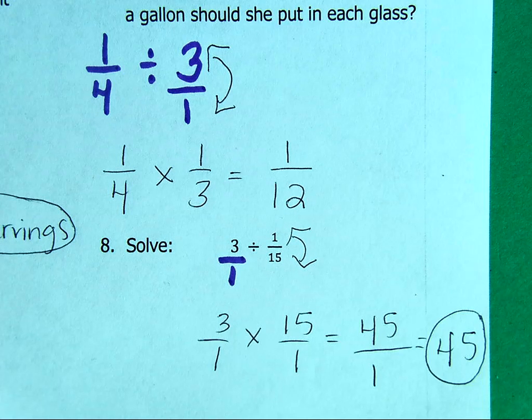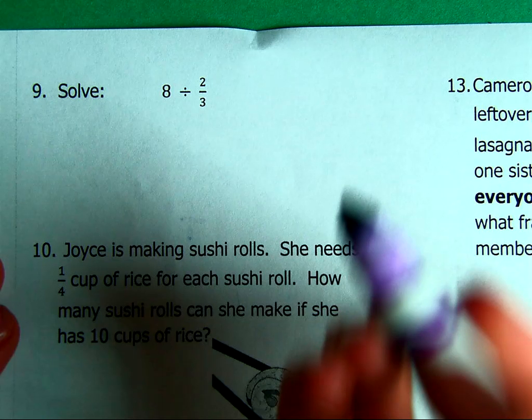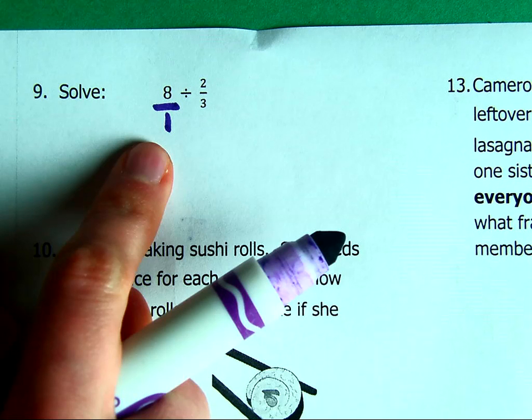Flipping over to the back, we have question number 9. I have 8 whole divided by 2/3. Once again, it's easier to multiply a fraction by a fraction, so we are going to put a line underneath the 8 and put a 1. Now we have 8 divided by 1. This does not change the value. This 8 is still worth 8.